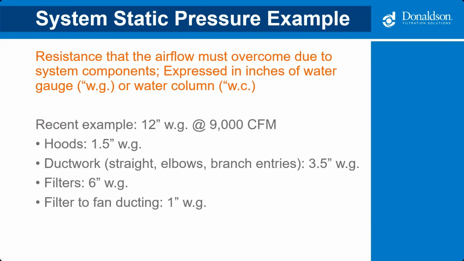The ductwork, including straight runs of duct, elbows, and branch entries, total 3.5 inches of water column. The filters in the collector at the filter changeout total 6 inches of water gauge. The filter to the fan ducting is about 1 inch water gauge. So the total system static pressure for this particular project is 12 inches water column.